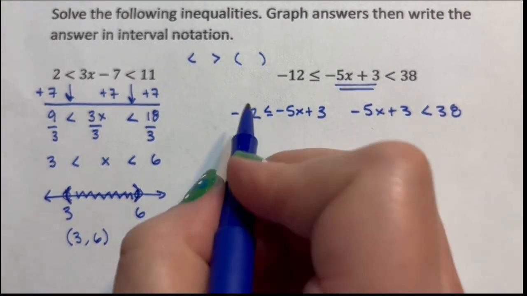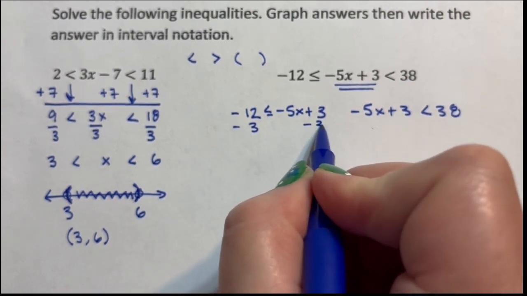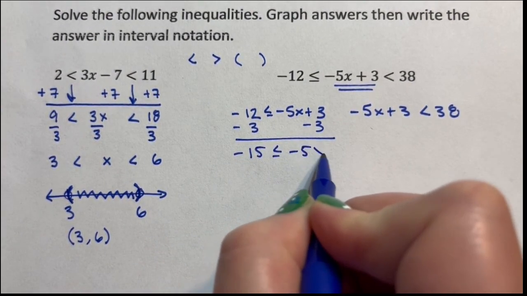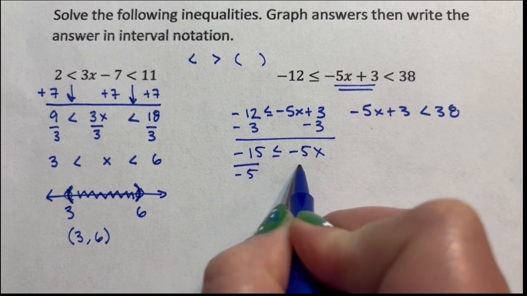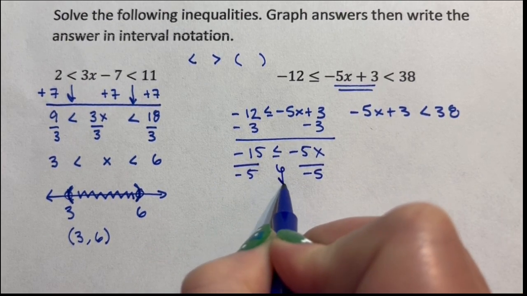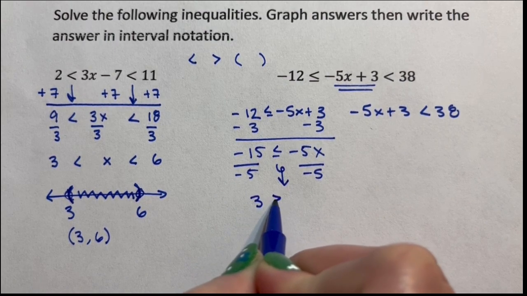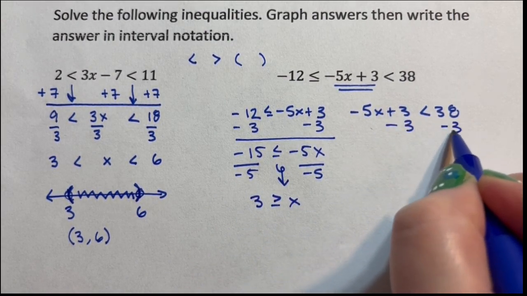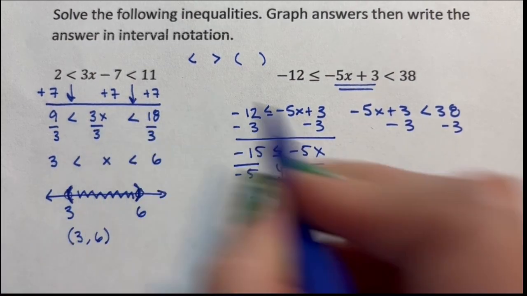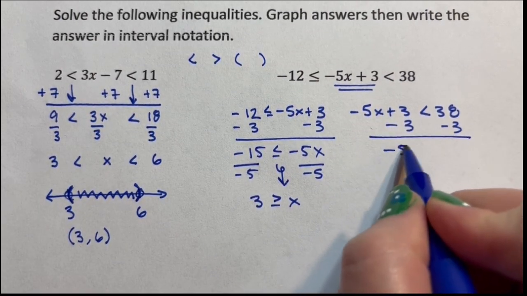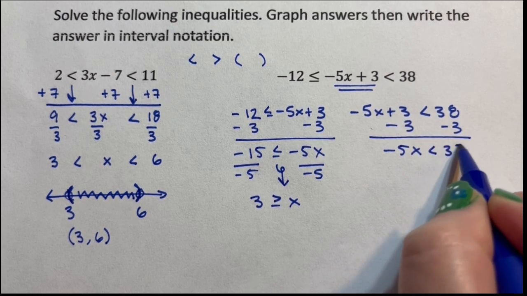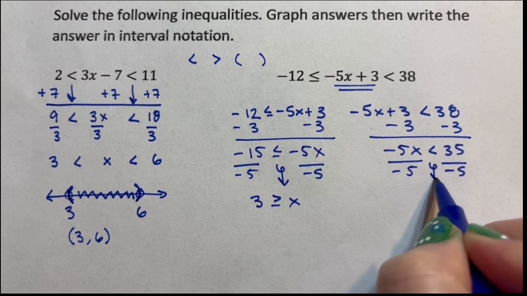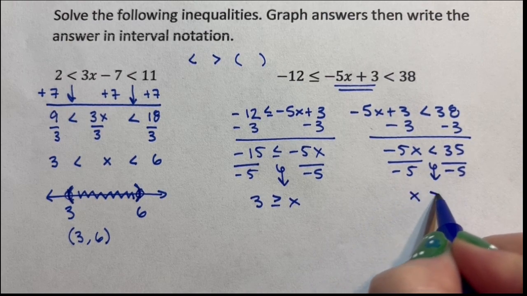Okay, I'm going to subtract 3 from both sides. Negative 15 is less than or equal to negative 5x. I'm going to divide by negative 5. This is going to flip over, so 3 is greater than or equal to x. I'm going to subtract 3 from both sides. Notice it's the same thing, just like we did here. Negative 5x is less than 35. I'm going to divide by negative 5. This is going to flip. X is greater than negative 7.